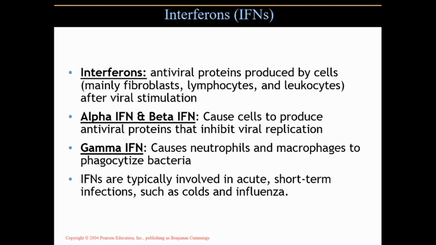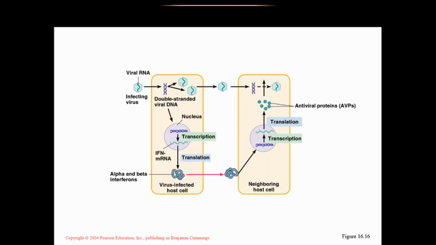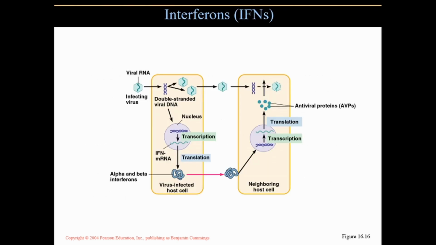So these ones that come on suddenly, don't hang around for a very long time, that's typically when we see the production of interferons, like colds and influenza. So how does this work? So this is showing basically a step-by-step.